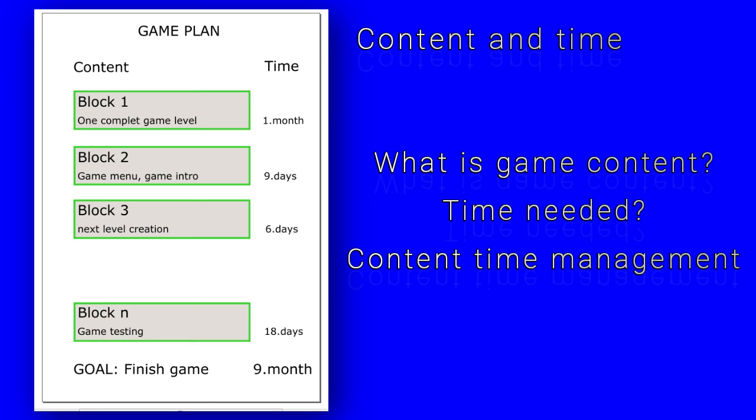So, time needed. You need to know how much time you need for finishing or realizing any part of your game. And this is content time management system. For example, if your goal is to finish a game in 9 months, you need parts in a time content manner to realize it.